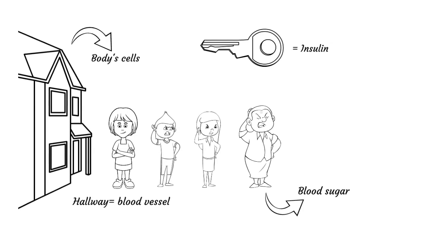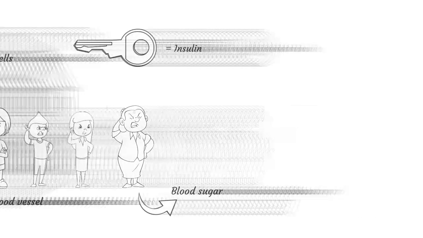In individuals with type 2 diabetes, this process malfunctions. The malfunction is a result of the pancreas producing less insulin. Therefore, there are less of the keys required to open the room to let the sugar move from the blood vessels into the body cells.